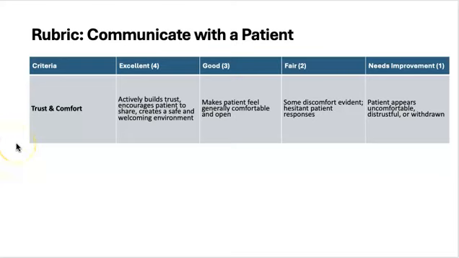The final category is trust and comfort. This is potentially like the most important thing when you're talking about building rapport with patients. So having a rubric really helps students to know what you're going to be assessing them on. It makes it very clear, there's no muddy water, there's no grade without a full explanation. This is helpful for you and helpful for students.